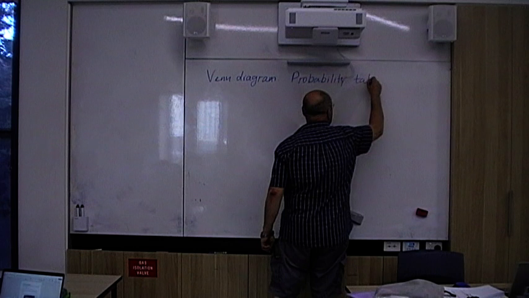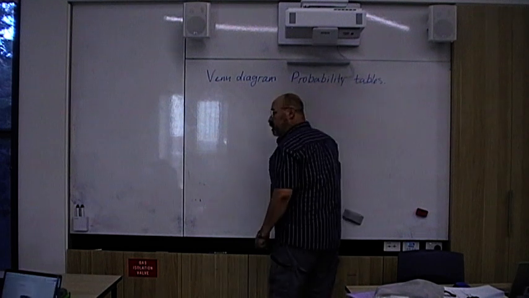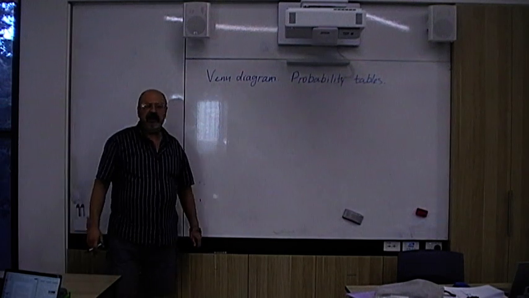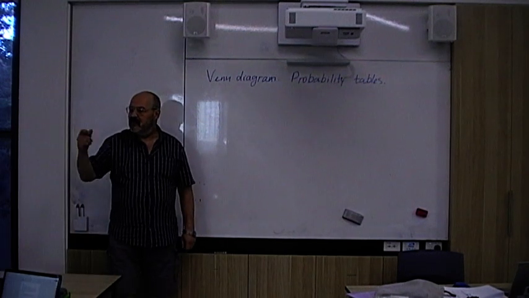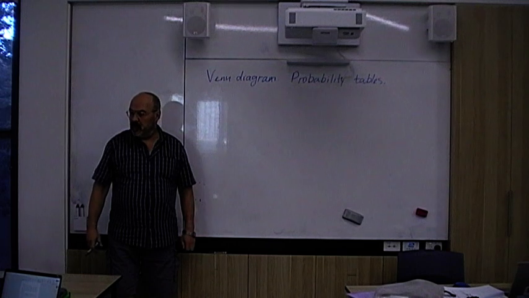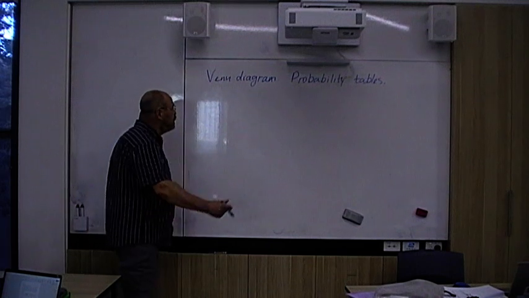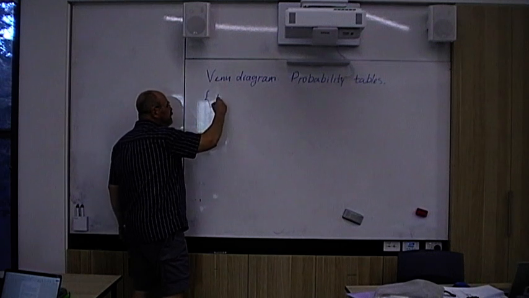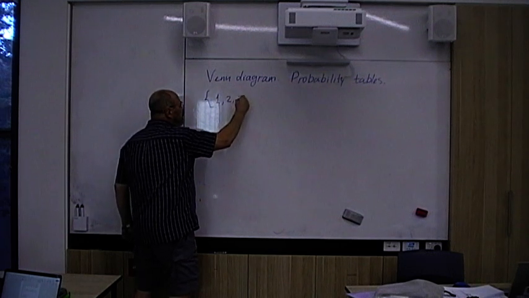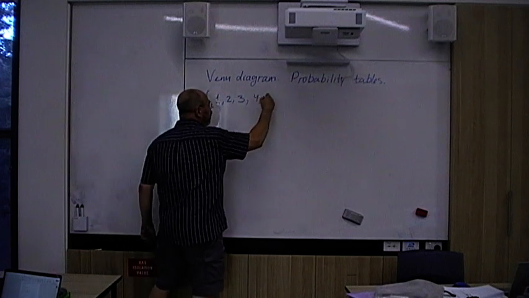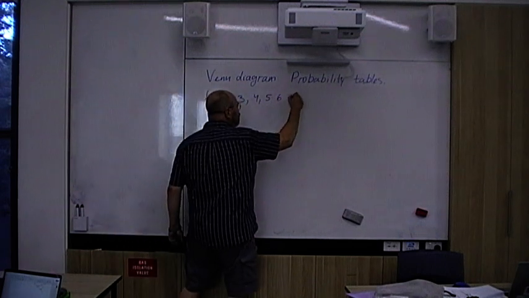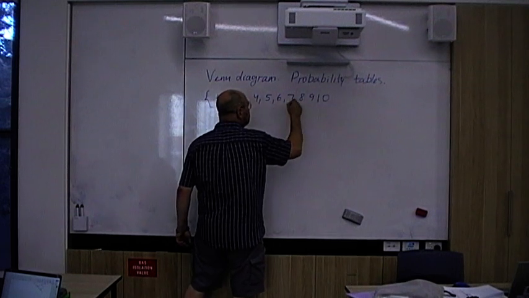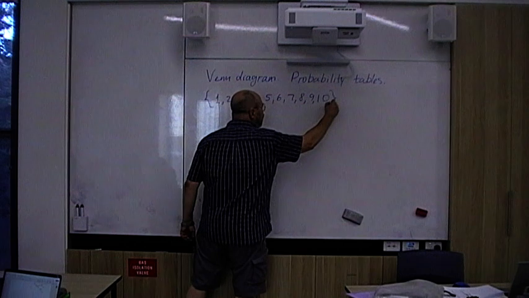First, let's consider our sample space. What is a sample space? All possible outcomes. Let's say our sample space is the numbers between 1 and 10: 1, 2, 3, 4, 5, 6, 7, 8, 9, and 10. That is our sample space.